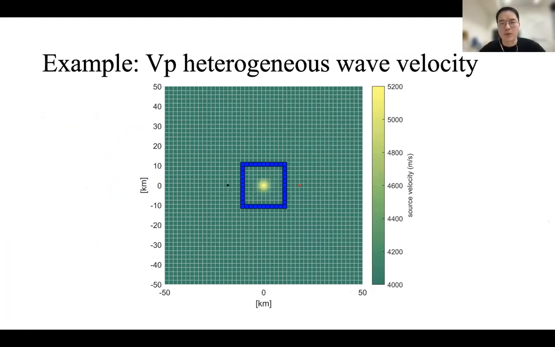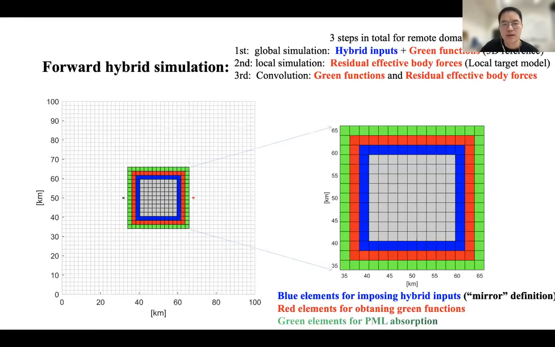Here is an example for the case where source and receiver are both outside of the box, but with some local anomaly inside the box. How can we do the hybrid simulation? Here is the setting. We can see the different elements. This is an example by the spectral element method, and the source is the black star, the receiver is the red triangle.